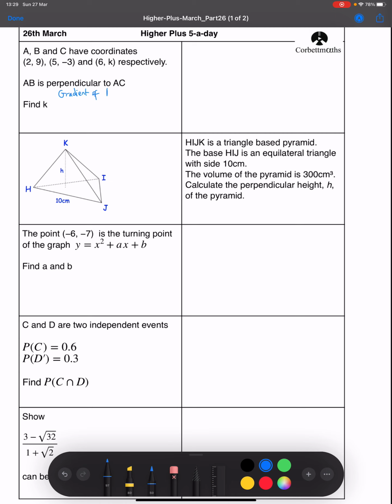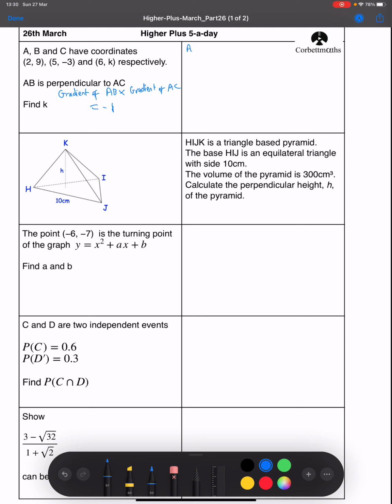That means the gradient of AB multiplied by the gradient of AC is going to equal -1. That's what it means, right? Negative reciprocal, or the two gradients multiplied to give -1.